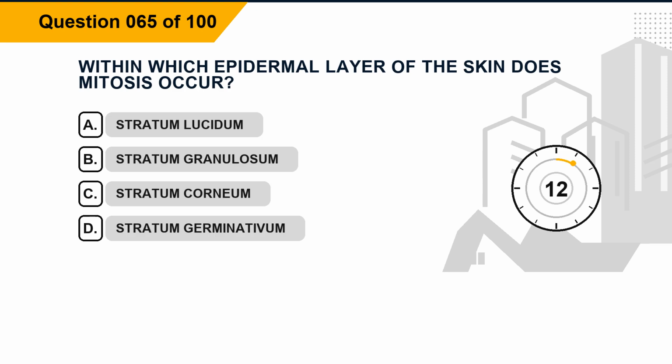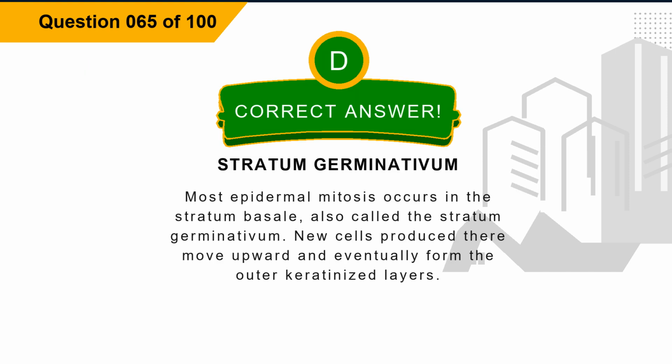Question 65. Within which epidermal layer of the skin does mitosis occur? Option A, stratum lucidum. Option B, stratum granulosum. Option C, stratum corneum. Option D, stratum germinativum. The correct answer is option D, stratum germinativum. Explanation. Most epidermal mitosis occurs in the stratum basale, also called the stratum germinativum. New cells produced there move upward and eventually form the outer keratinized layers.